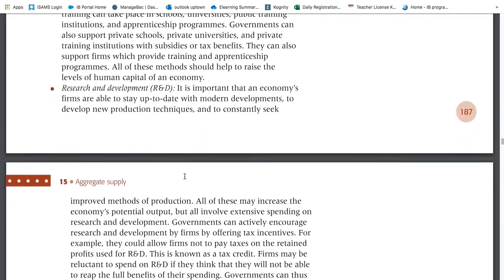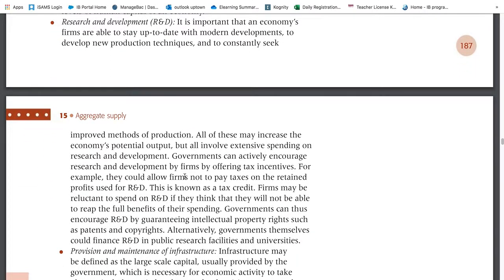For research and development, once again, R&D is really important because the more research out there, the more technology improves, the better we can start supplying things more efficiently. So once again, governments can play a lot with taxes on this. If firms aren't required to pay taxes on retained profit they use for R&D, that's a big incentive. So they're more likely to do more research. They call this a tax credit. So that's a good tool the government can use to help push and encourage research and development in the country.